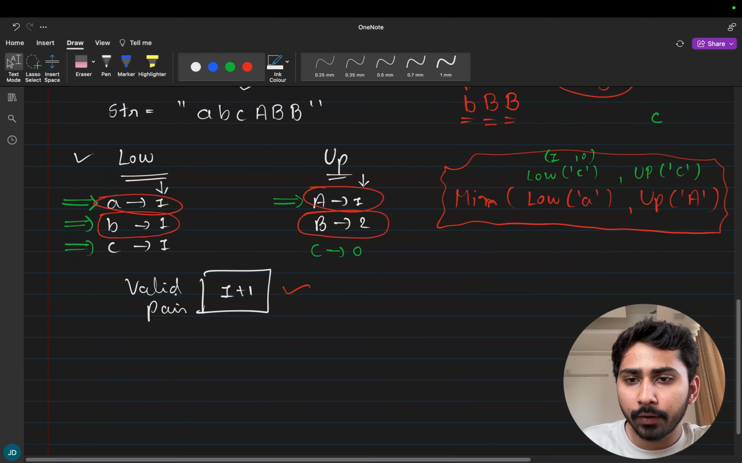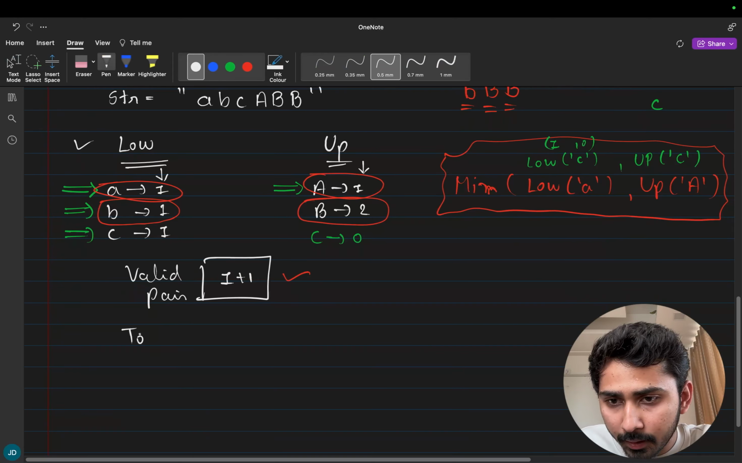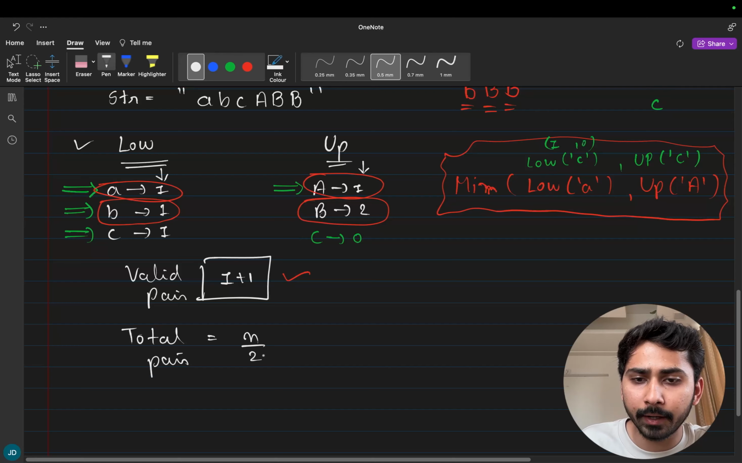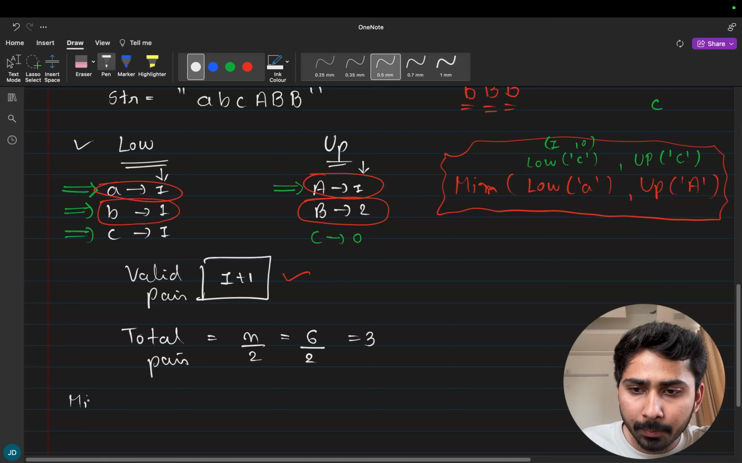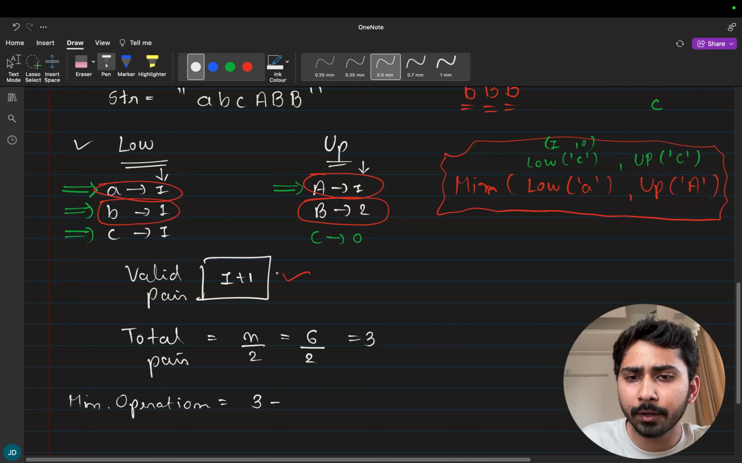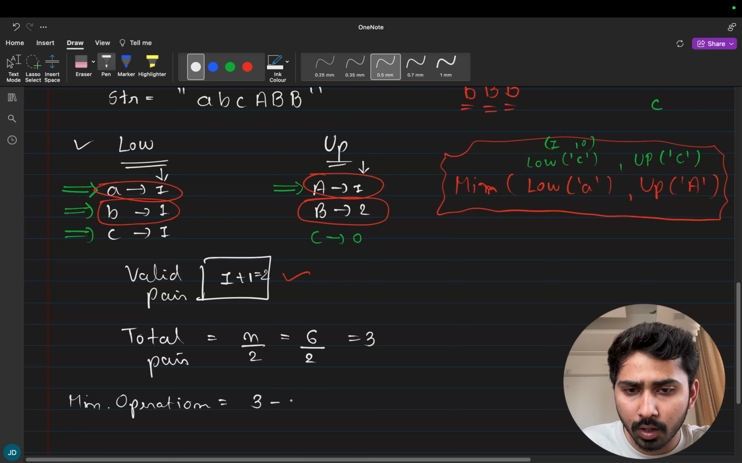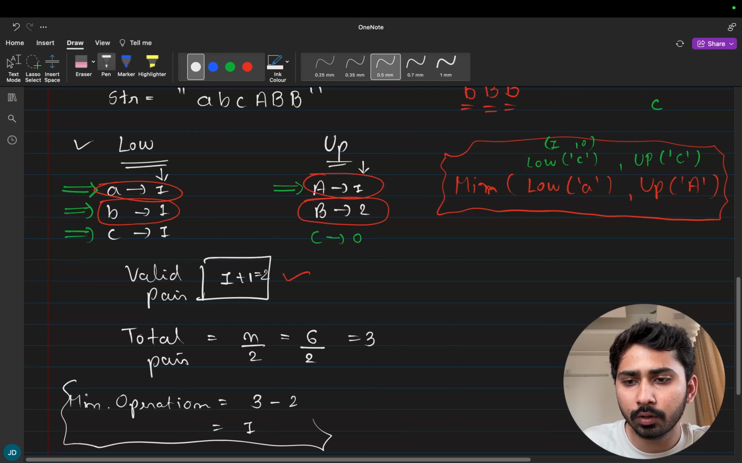Now I'll find out how many total pairs can be constructed with the given string. Total pairs is basically the length of the string divided by 2. The length of the string in this case is 6, divided by 2 equals 3. Now if I want to know the minimum number of operations, we have already seen the formula. It is nothing but total pairs 3 minus valid pairs. How many valid pairs do we have? 1 plus 1 is equivalent to 2. So the minimum number of operations that I need to perform for the given string is equivalent to 1.